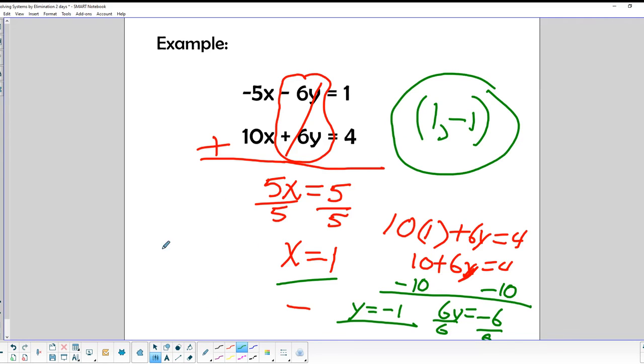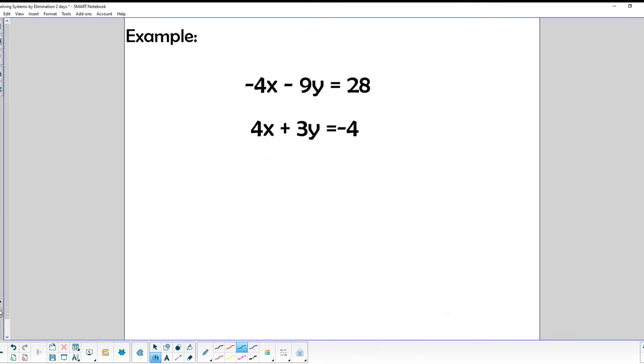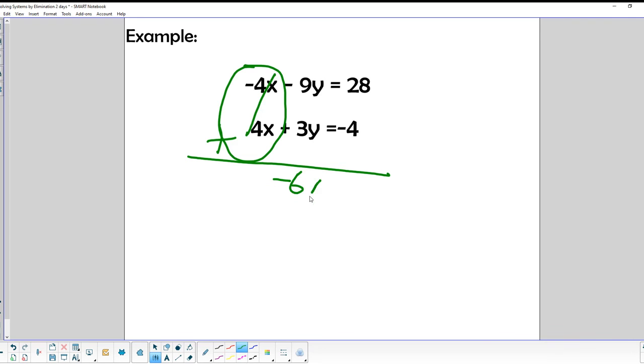All right, let's try one more and we'll be ready for our assignment. So let's go to the next one. All right, so if we look through here, we notice that our zero pair are going to be the 4x and negative 4x here. So those will cancel out when we add. And then negative 9y plus 3y is equal to negative 6y. And then 28 plus negative 4 equals 24. And if I divide both sides by negative 6, I end up with a y value that is negative 4.